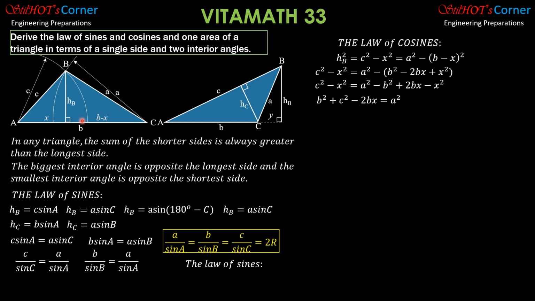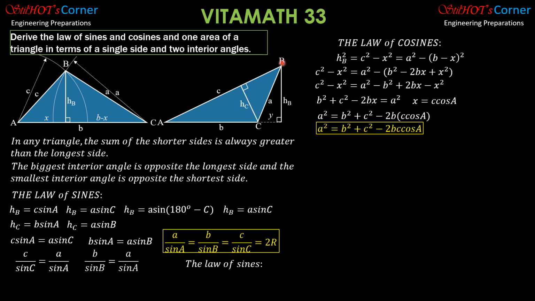And from this right triangle, x is c cosine of angle A. So x is c cosine angle A, substitute here, but I'll first write a squared. So a squared equals b squared plus c squared minus 2bx, and x is c cosine angle A. And that is now one of the equations in the law of cosines. So a squared equals b squared plus c squared minus 2bc cosine angle A.